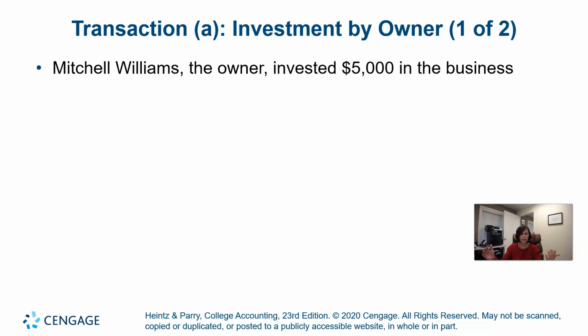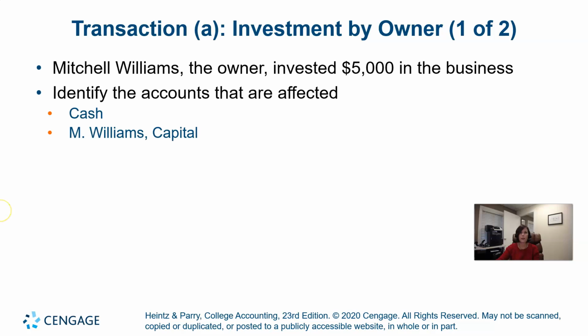So we now need to just step back and think about the framework. Okay, we've got somebody that is putting money into our business, and we have two accounts that are going to be impacted by that. Our cash account, because the company's now going to have cash as a result of Mitchell's investment, and Mitchell is going to have a balance. He's going to have equity in the company. So Mitchell's capital account is going to go up as a result of this transaction.